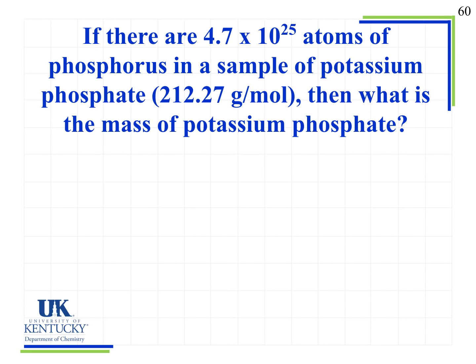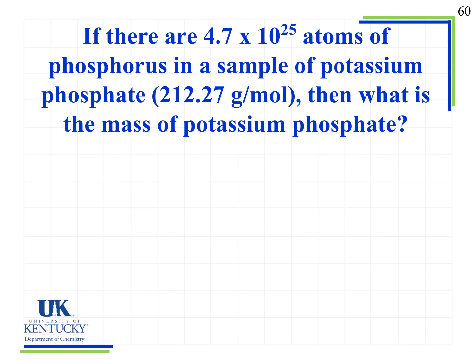So our problem is giving us atoms of phosphorus, 4.7 times 10 to the 25th atoms, in a sample of potassium phosphate. Now we notice that the molar mass is given, otherwise we'd have to calculate that as well. And it says, what is the mass of potassium phosphate? Now we've got the molar mass, but we don't know the moles of potassium phosphate, so we can't actually just do a simple moles to grams calculation.